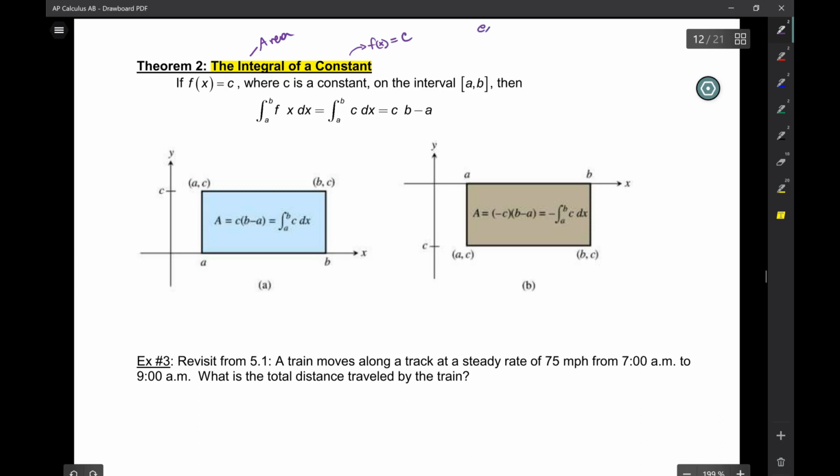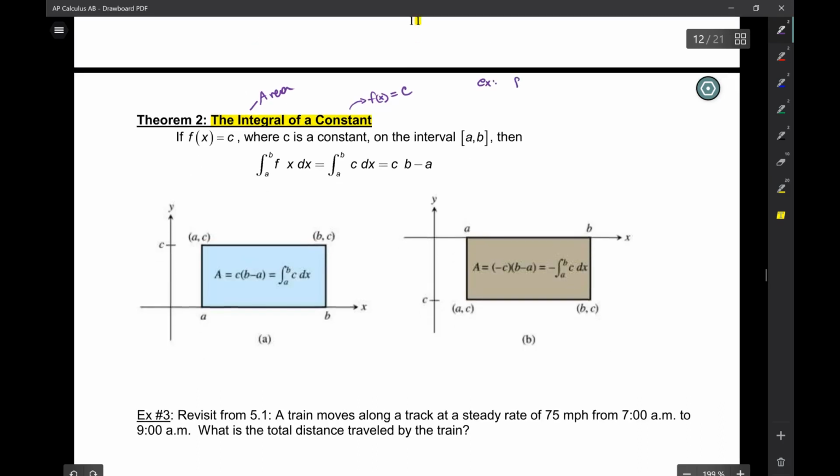So for example, suppose I have f of x equals, I don't know, 4. Okay, what does that look like? Well, if this is x and this is y, that looks like that, right? Now, suppose this is 0 and this is, I don't know, 8. And I wanted to find the area underneath here. What shape do I have? A rectangle. Really, it doesn't get any better than that, right?